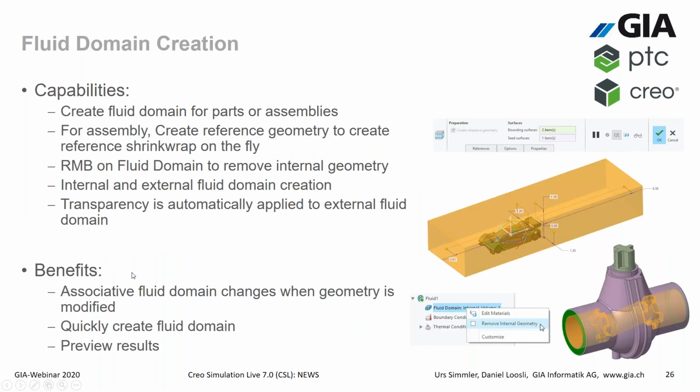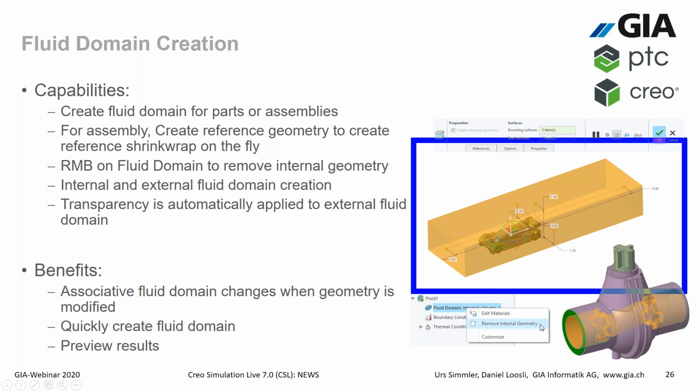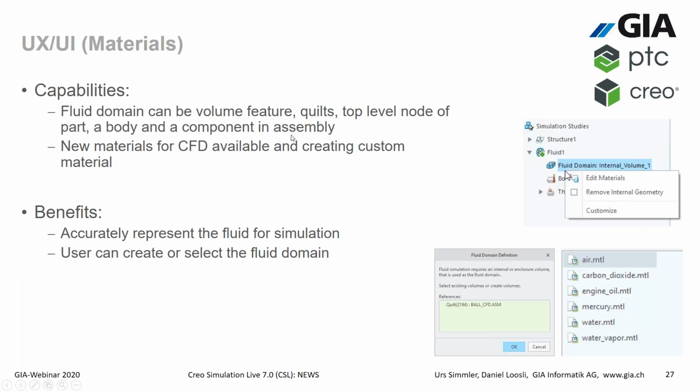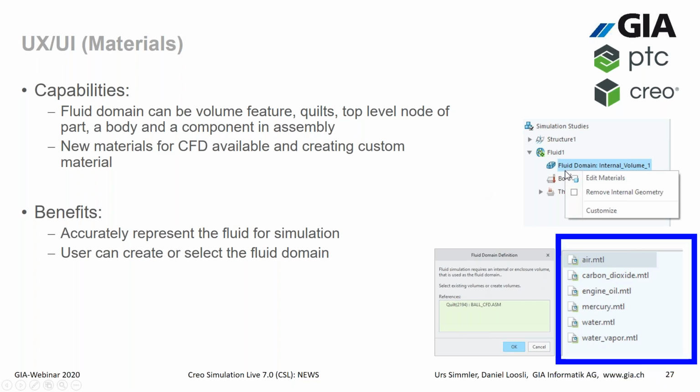You have to build a fluid domain. This fluid domain creation is easier with the multi-body capabilities of Creo Parametric. Of course, you can build the domain by hand, or you can build it for an external analysis with drag handles. We'll see that later on. You'll get a new material library for the fluids. This material library can be extended here, if you like.